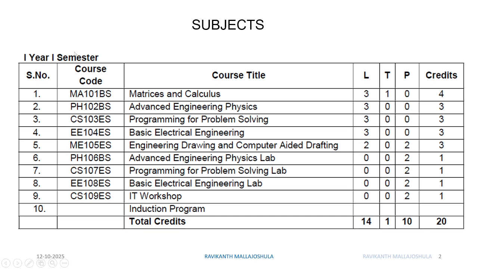Now you can see the list of the subjects which are placed for first year, first sem for sister courses. In the first subject, you have matrices and calculus. This comes under mathematics. Then you have advanced engineering physics. Then you have programming for problem solving, that is C language. Then we have basic electrical engineering, and another subject, engineering drawing, and corresponding labs are associated with these subjects. So overall you have a total of 20 credits, which is mentioned in the JNTU syllabus.